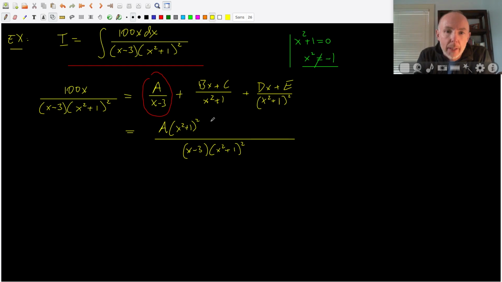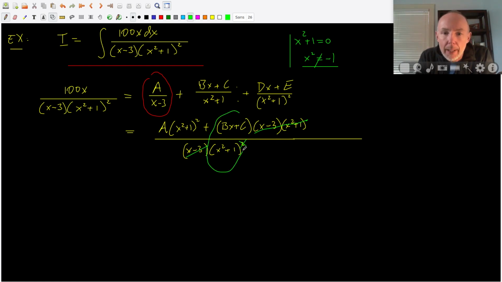Something similar is going to happen in the next term. In this case, we've got a Bx plus C. Now, comparing to the denominator I want, I don't have an x minus 3, so I've got to multiply that top and bottom here. And I'm also missing a power of the x squared plus 1, so I need a factor of that as well. And again, remember that the point here is that I can then cancel all that, cancel that and one of those, and what I'm left with is what I had there. That's how I built it. That's why I built it. So let's get rid of all of that messiness.